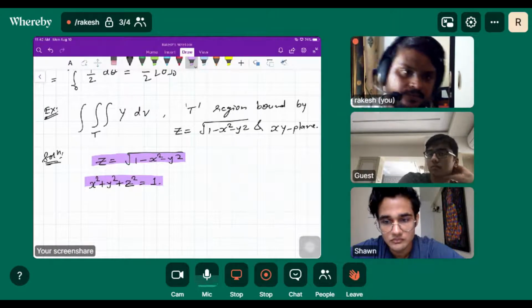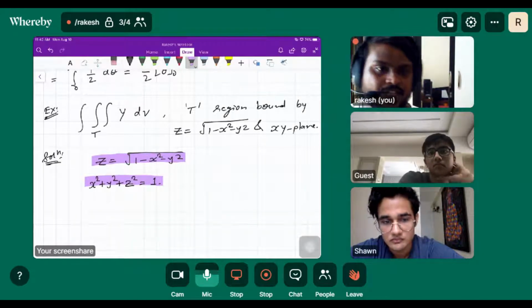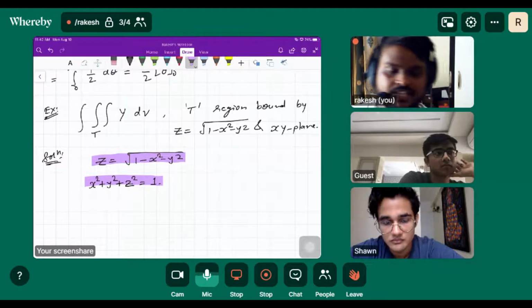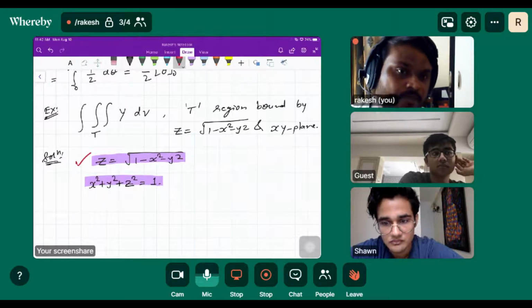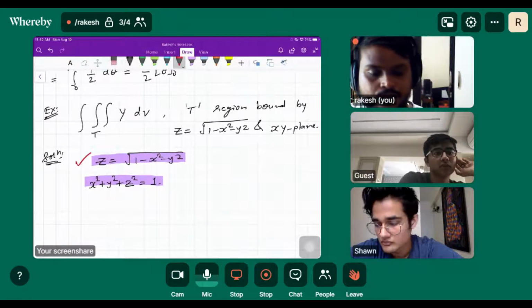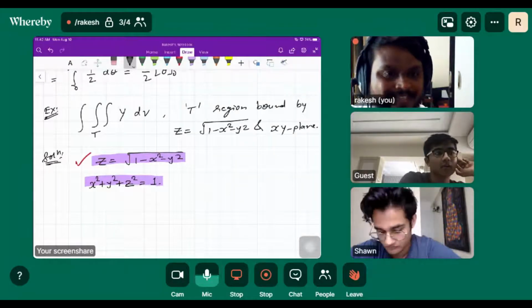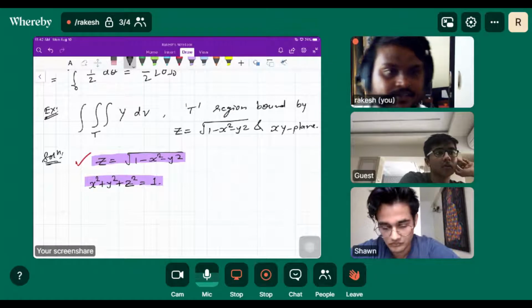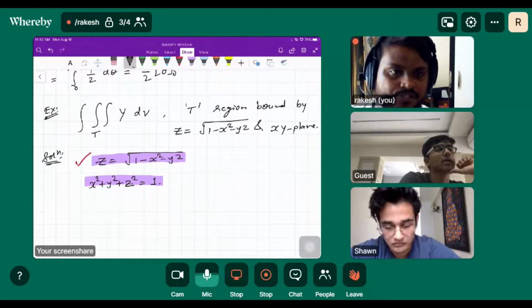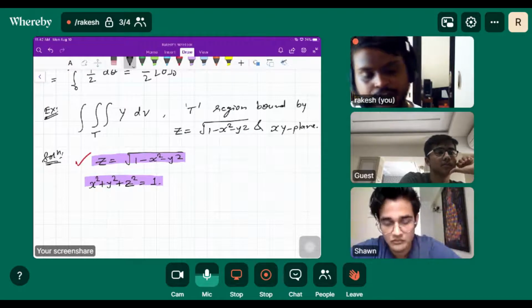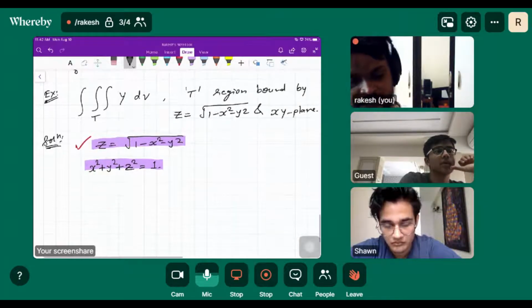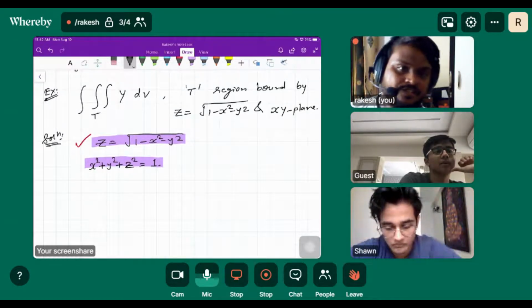So to understand the equation, I square both sides, but I'm just taking this equation only into consideration. Z is equal to root 1 minus x square minus y square. Okay, that's the hemisphere. Are you getting that? Because z is positive, right? That's the hemisphere.